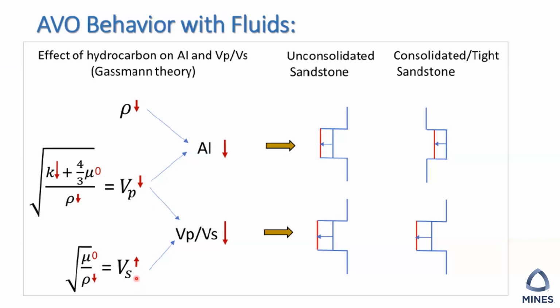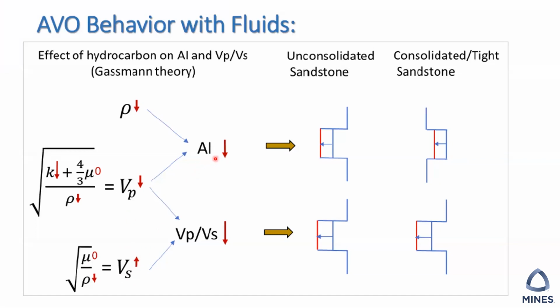What happens to the shear wave velocity? Well, the shear modulus isn't changing, but the density is dropping a little, as we said. So that's going to make the shear velocity go up a little. So it's interesting to see that if you put a lighter fluid into the rock, the P wave is decreasing, and the shear velocity will be increasing.